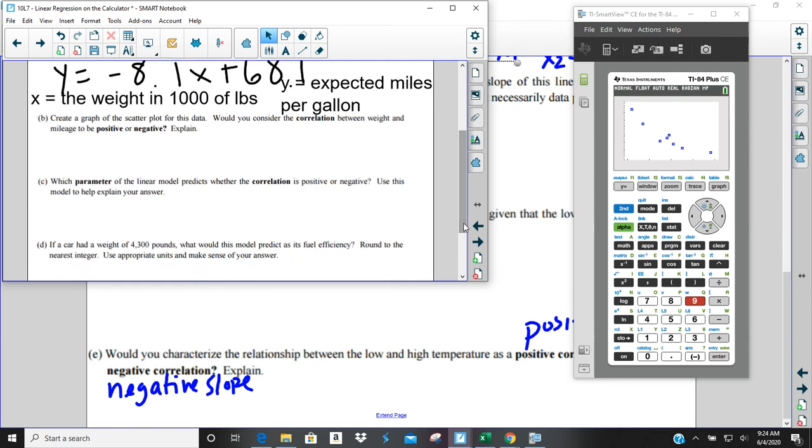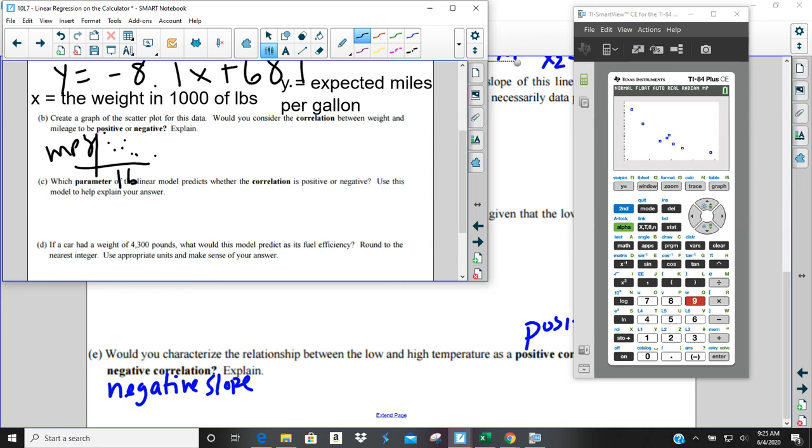So create a scatter plot. It doesn't say to draw it. I'm going to draw it because I really would like it to say create one because it's important to start doing. Good enough. Okay. Would you consider the correlation between weight and miles to be positive or negative? Well, the correlation as the weight of the car goes up, right? This is weight down here. This is weight, this is pounds. And this is the miles per gallon, right?